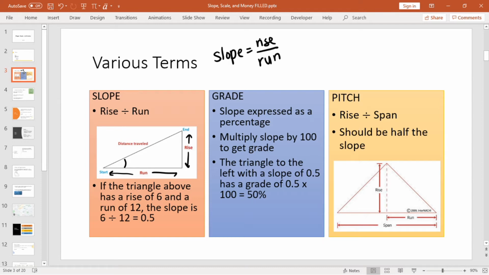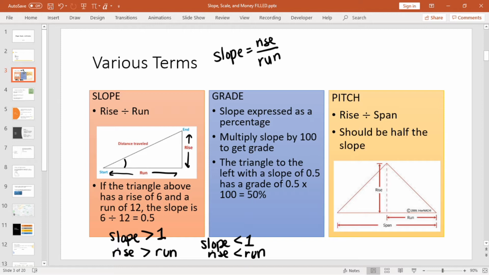So let's think about it. If we do that math and we get a slope that is greater than 1, what does that tell us? Well, that means the rise must have been greater than the run. Likewise, if we get something where the slope is less than 1, like a decimal, then it means the run must have been greater than the rise. Okay, so just recognizing that kind of stuff.